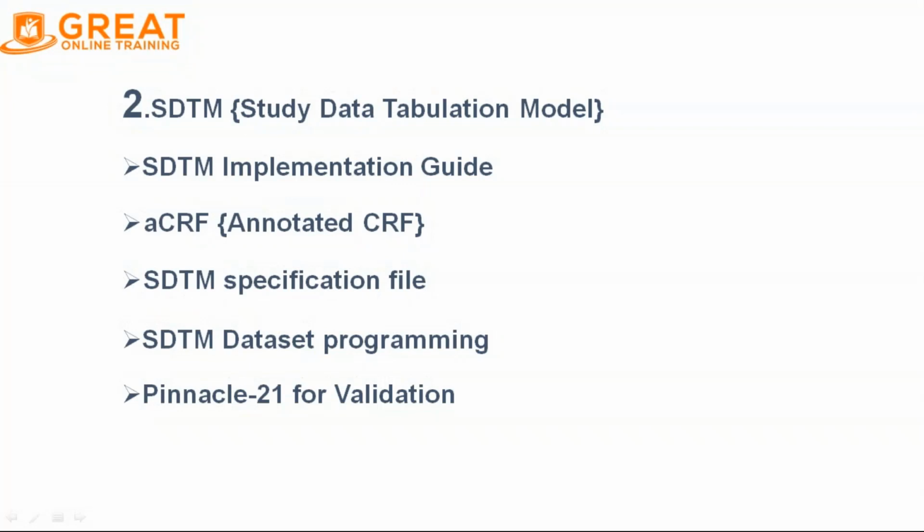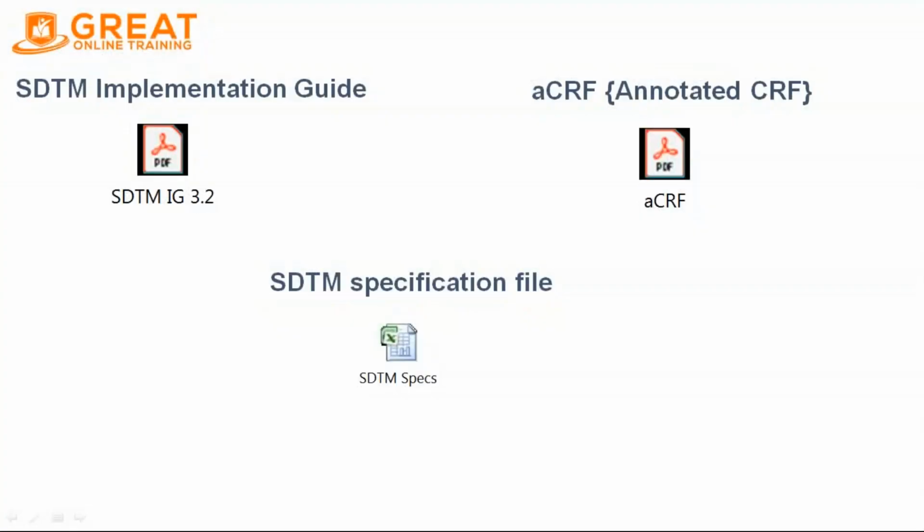Once the dataset extraction is done, we move to the SDTM part. SDTM is nothing but Study Data Tabulation Model, and it has five core areas: implementation guide, annotation CRF, specification file writing, dataset programming, and Pinnacle 21. In my sessions, I am going to cover each and every section in detail. So I am giving the overview.